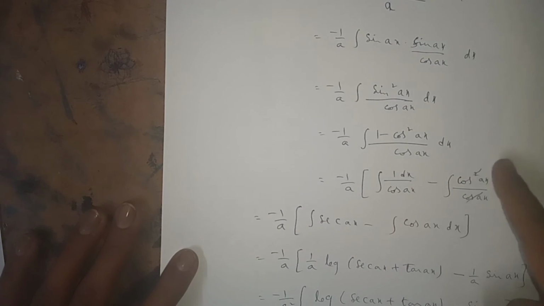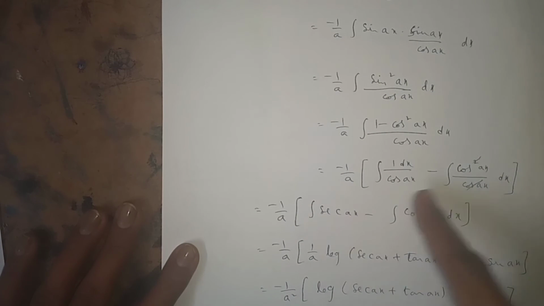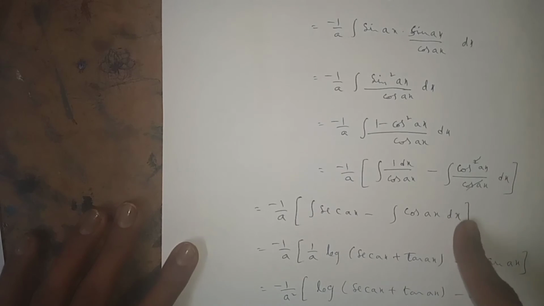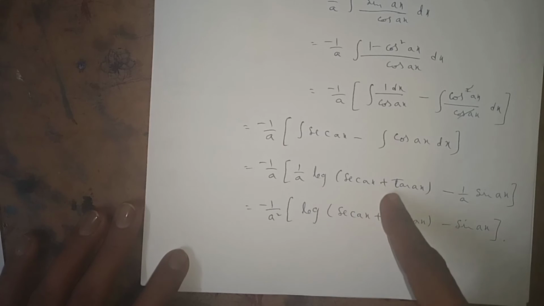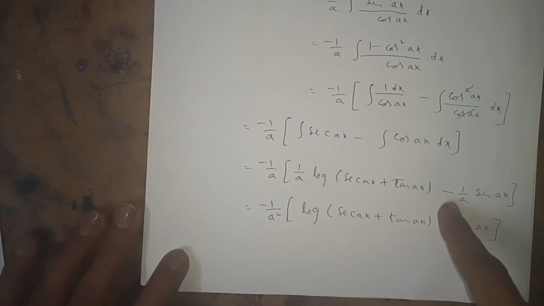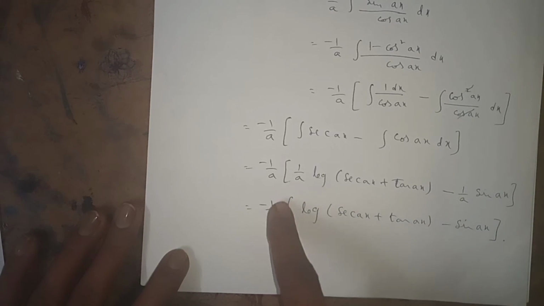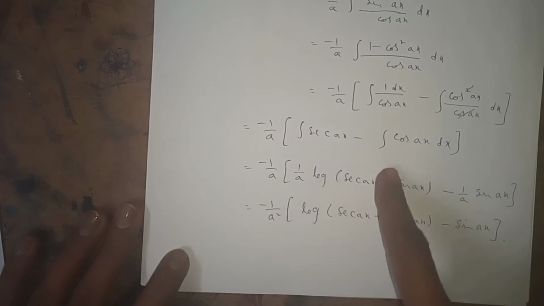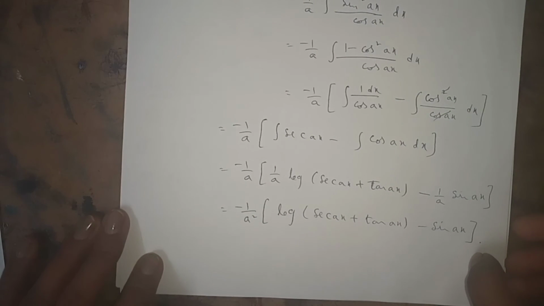1 by cos ax minus cos square ax by cos ax. 1 by cos ax is secant ax. Cos ax cancels. Integral of secant is 1 by a log of secant ax plus tan ax, minus integral cos ax is minus 1 by a sin ax. Now taking common 1 by a into 1 by a is 1 by a square into this one minus this one. This is the value of capital A.